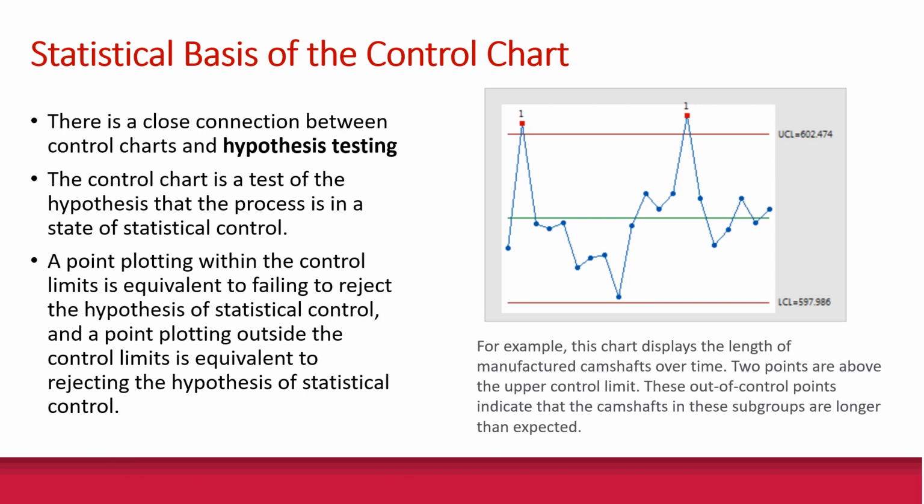So there's a close connection between the control charts and hypothesis testing. The control chart is a test of the hypothesis that the process is in a state of statistical control. A point plotting within the control limits is equivalent to failing to reject the hypothesis of statistical control. And a point plotting outside the control limits is equivalent to rejecting the hypothesis of statistical control. So this displays the theoretical framework for why the control chart is useful and why we can use it.